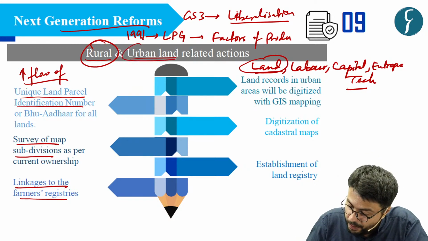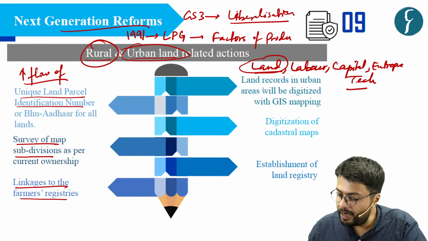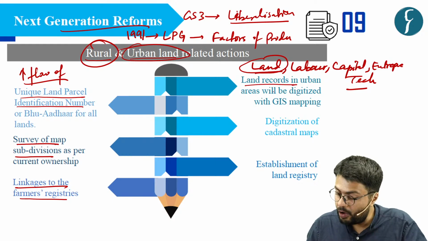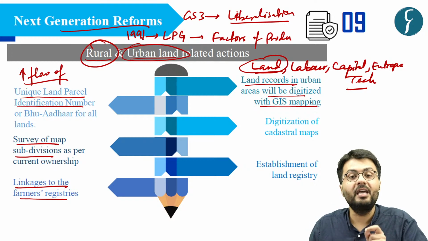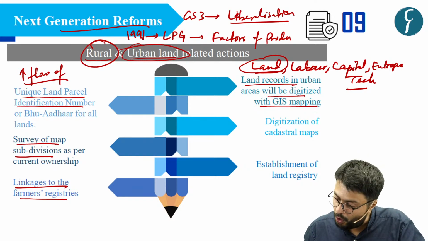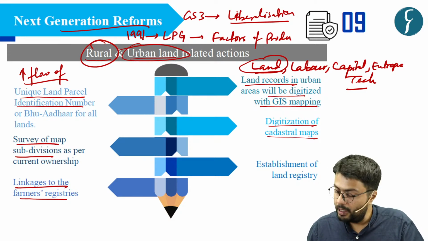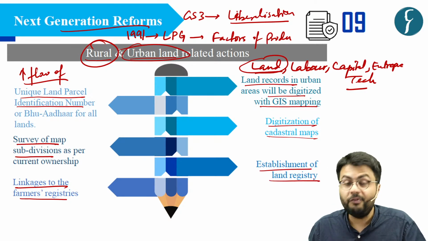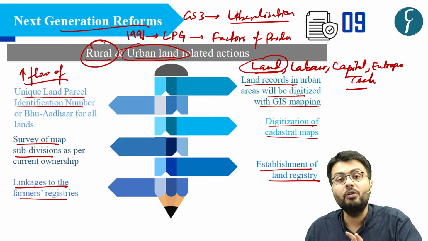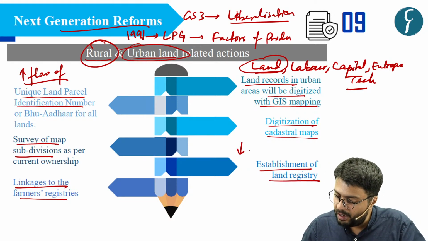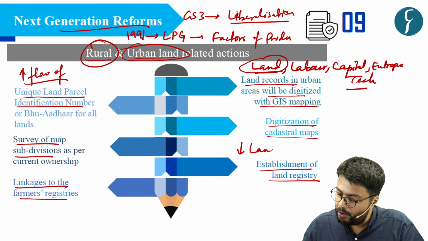As far as urban lands are concerned, the government will be providing land records in digitized format, which will be mapped with GIS infrastructure. Also, the government is undertaking digitization of cadastral maps, in addition to establishment of land registry, which will also reduce the issues related to land acquisitions.